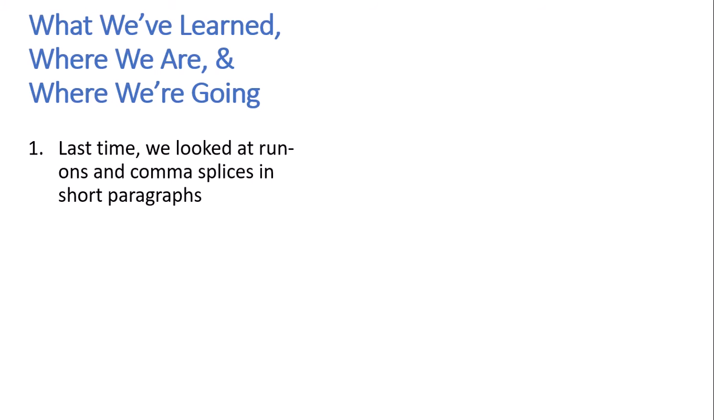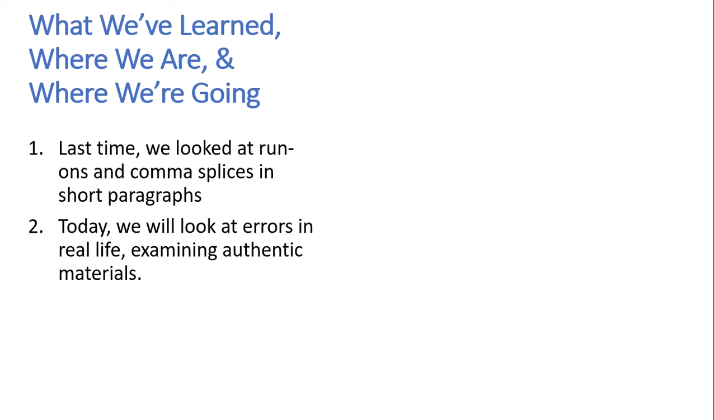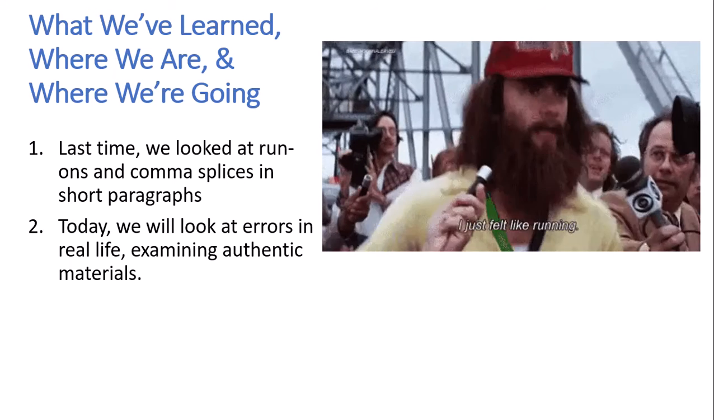So what we've learned, where we are and where we're going. Last time we looked at run-ons and comma splices in short paragraphs. And before that, we looked at comma splices and run-ons, the definitions, and single sentences or pairs to examine what those errors meant. Today we're going to look at the errors in real life, so that's what authentic materials means.